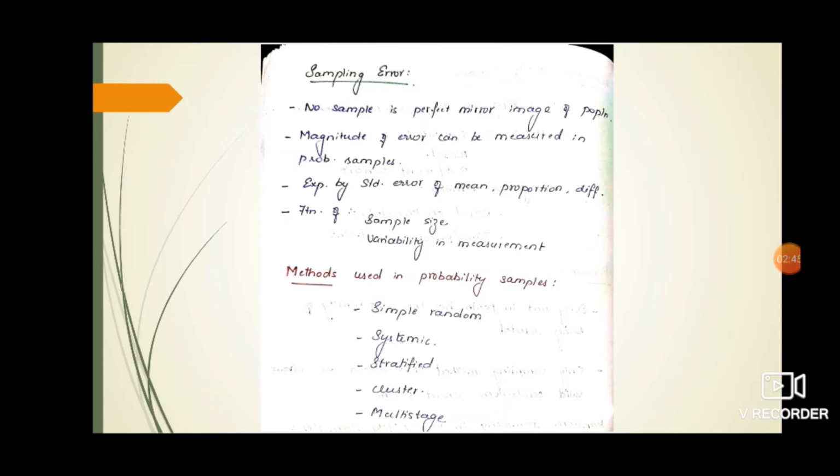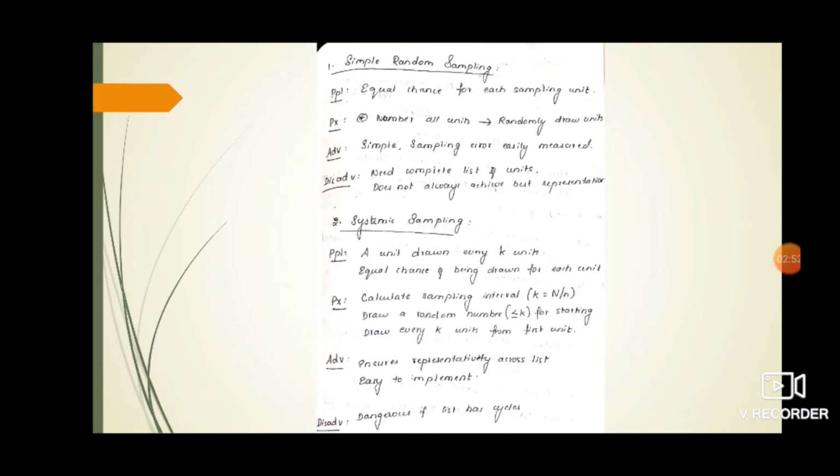Now, methods used in probability samples are simple random sampling, systematic sampling, stratified sampling, cluster sampling and multi-stage sampling. Simple random sampling is based on the concept that there is an equal chance for each sampling unit. The procedure is that we number all the units and then randomly draw the units. The advantage is that it is simple and sampling error is easily measured. The disadvantage is that it needs a complete list of the units and does not always achieve the best representatives.